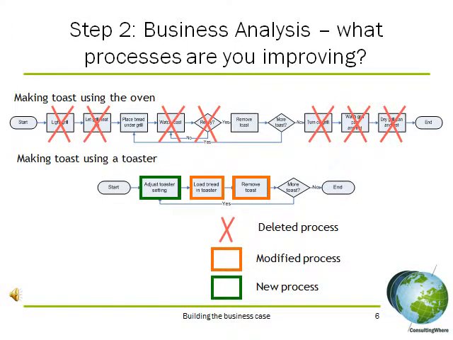In step 2, we look at the potential applications in more detail. The aim here is to focus on processes involved before and after introducing new technology. This slide shows an example from everyday life. The improvements to the toasting of bread using a toaster. The efficiencies are obvious from the new processes, but also from those removed or simplified.